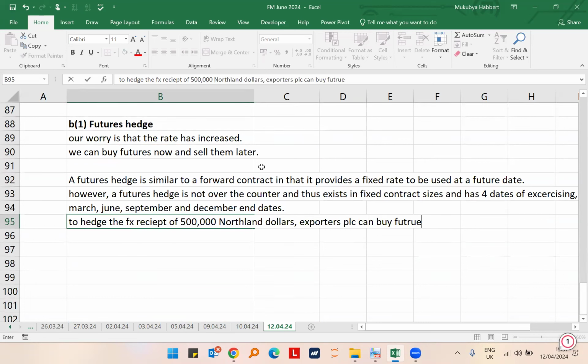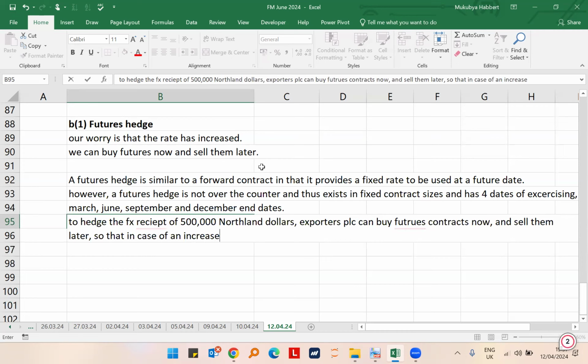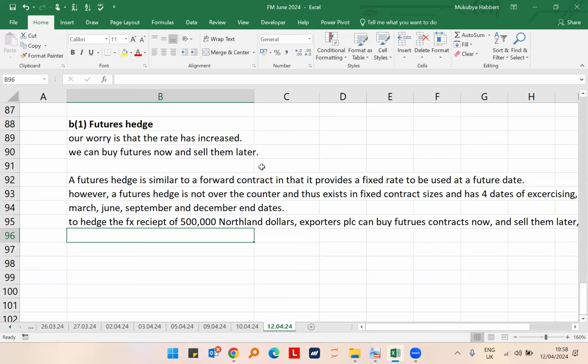and buy futures contracts now and sell them later, so that in case of an increase in the FX rate, the loss on conversion can be offset by the gain on the futures instrument. Okay, so that is something that you can mention about the futures.